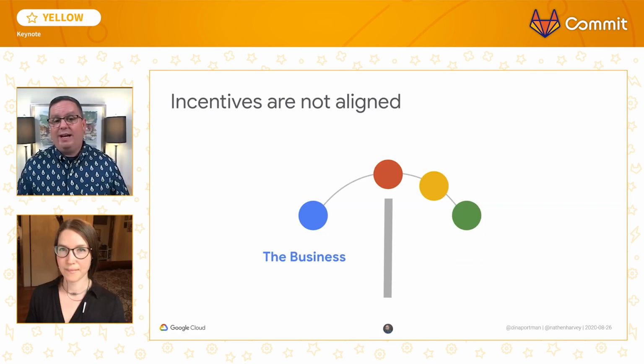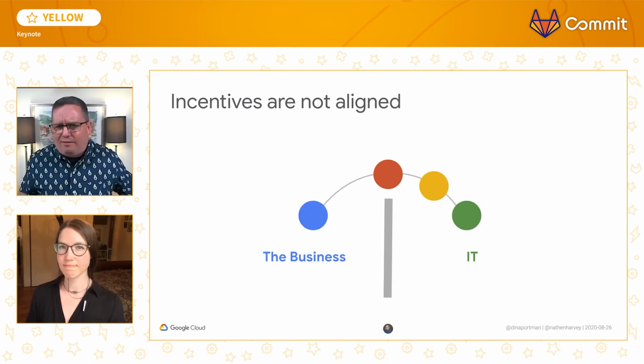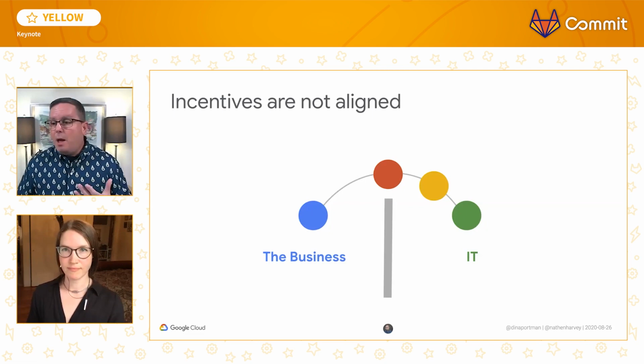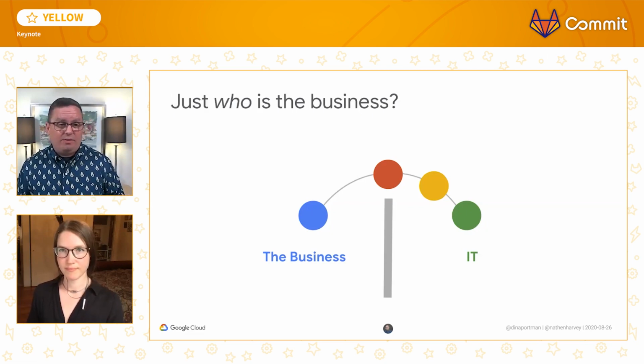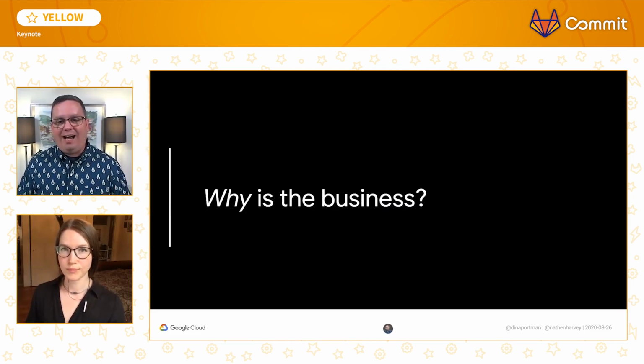The similar divide exists between the business and IT. In fact, in the business, they may not even be able to tell the difference between developers and operators. It's all IT to them. Much like from my perspective, it's just the business, finance, marketing, accounting, they all kind of go together and blur in my head. So maybe we need to ask this question of just who is the business? What are they responsible for? What are they trying to do? But I would argue that's the wrong question to ask. We shouldn't be asking who is the business. More importantly, why is the business?